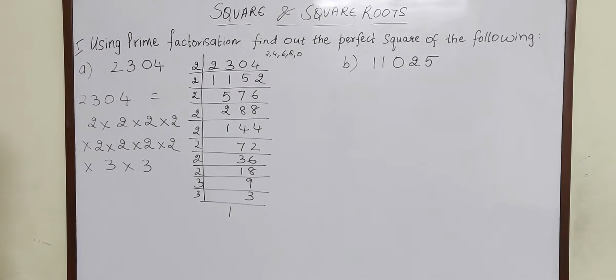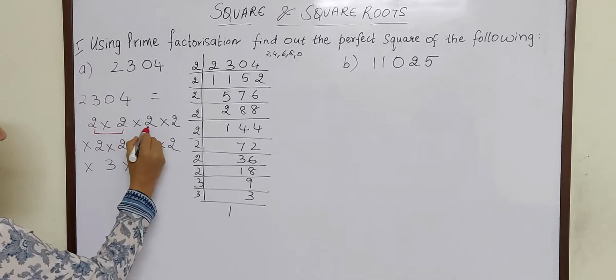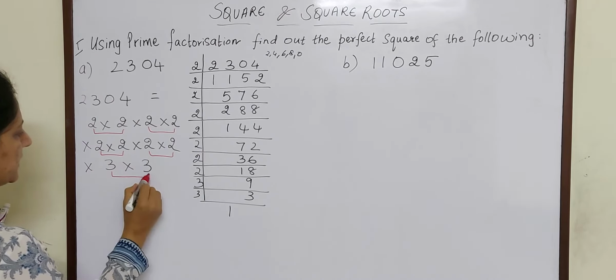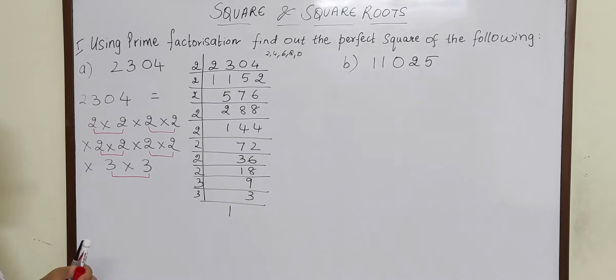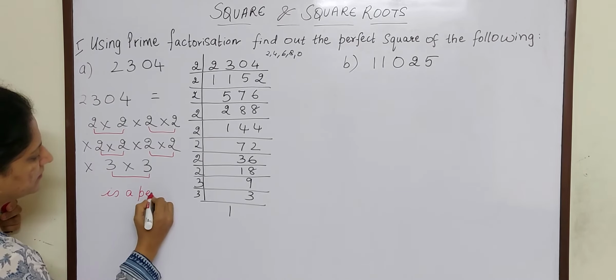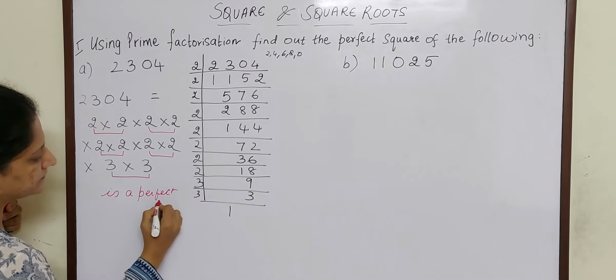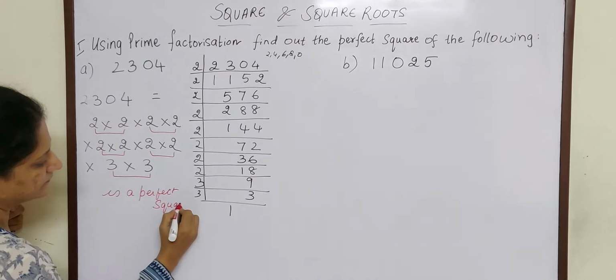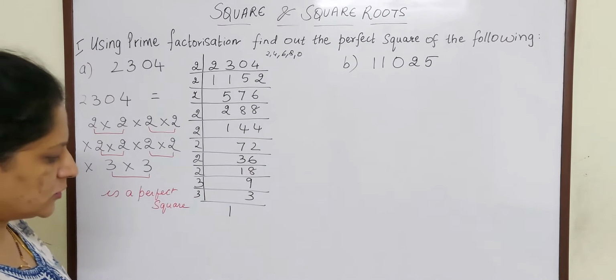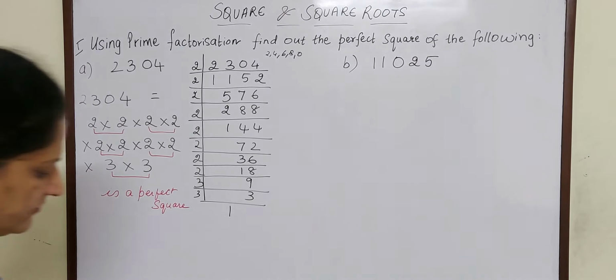Right? Now let us see whether it is a perfect square. Now if you see, the prime number 2 is existing in pairs and even the prime number 3 is existing in pairs. So yes, 2304 is a perfect square. Okay children, so it's easy now. Now let us go to 11,025.